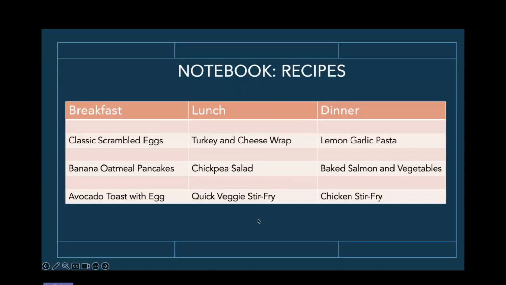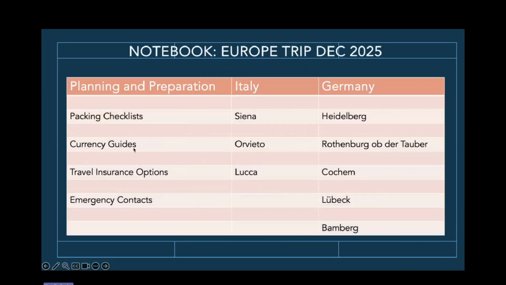This is the recipes I showed you. This is an example of your Europe trip that you're going to go on in December 2025. Planning, Italy, Germany are all the sections. And on the planning, your packing checklist, your currency guides, your travel insurance options, those are all pages. Siena, Lucca are all pages, different cities that you're going to visit.